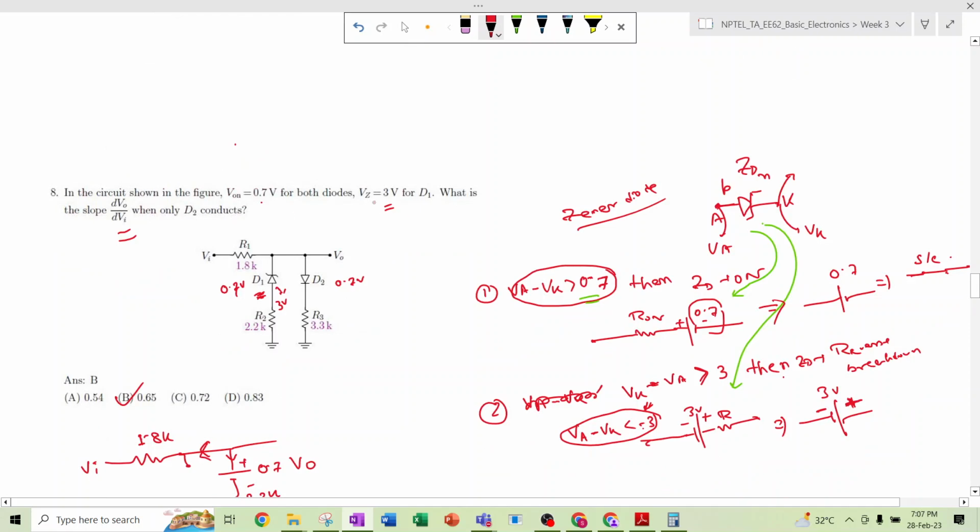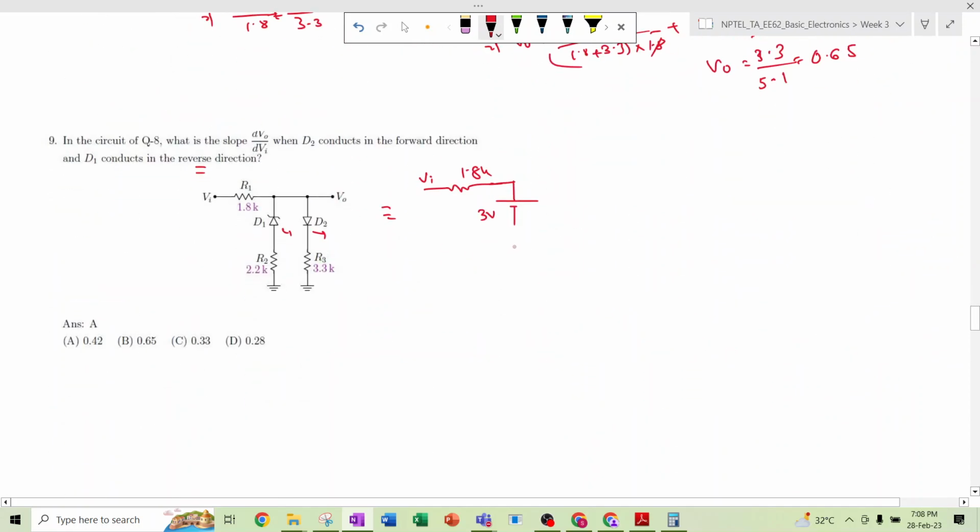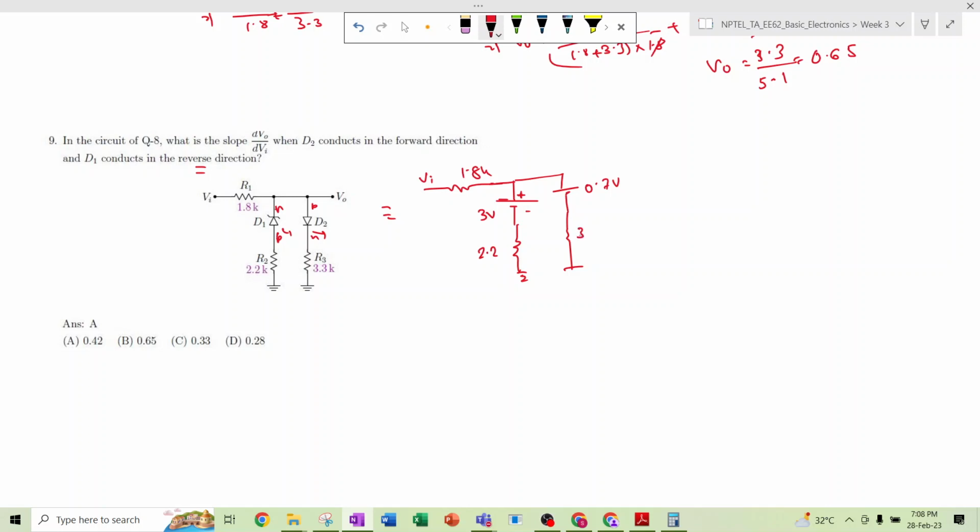So what is the value of the VZ? It is 3 volt, right? So this is 3 volt, and then here it will be 2.2, this is ground, and then here also it is 0.7 volt. This is the p and this is the n, and this is also p and n, but it is operating in the reverse direction, so that's why it should be drawn in the opposite direction. And here it will be 3.3, right? Now this voltage is VO.